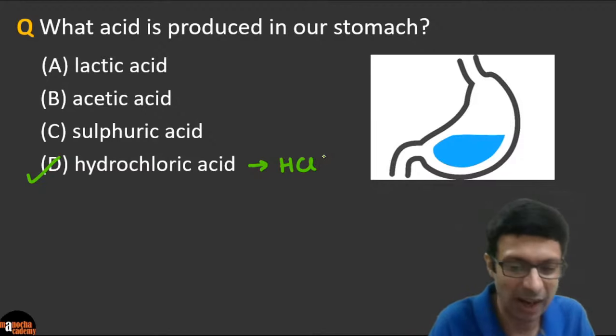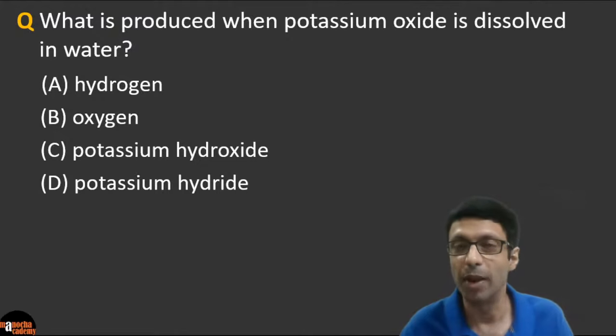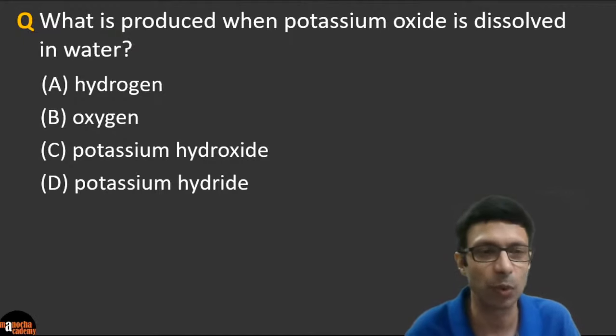So here the answer is hydrochloric acid. Very good. What is produced when potassium oxide is dissolved in water? So guys, what do you think here? Is it hydrogen, oxygen, potassium hydroxide, or potassium hydride? Come on, I want all of you to try this question.